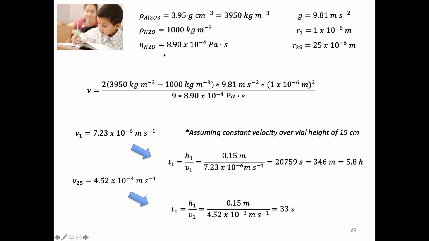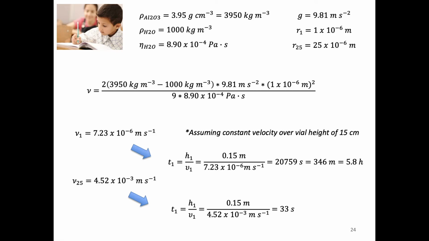And so then if I look at the velocity equation, I'm plugging in the density of the solid minus the density of the liquid, and then the gravitational constant, and then the radius squared, and then over 9 times the viscosity. When I do that, I get a velocity of 7.23 times 10 to the minus 6 meters per second for the small particle, and then 4.52 times 10 to the minus 3 meters per second if I'm looking at the 25 micron particle. So same calculation, I just changed that one number.